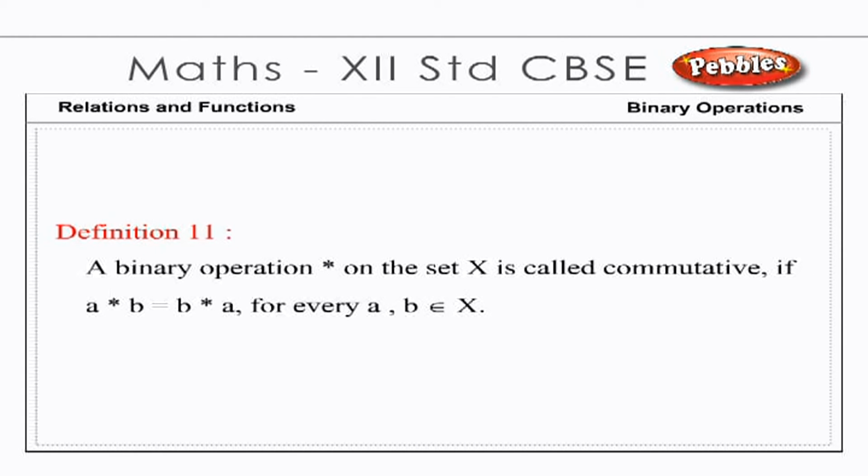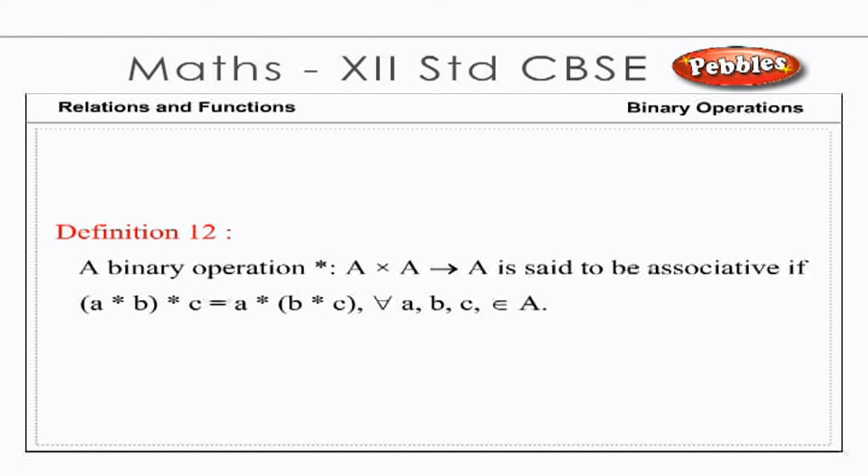Definition 11. A binary operation * on the set X is called commutative if a * b = b * a for every a, b belongs to X. Definition 12. A binary operation * from A × A to A is said to be associative if (a * b) * c = a * (b * c) for every a, b, c belongs to A.